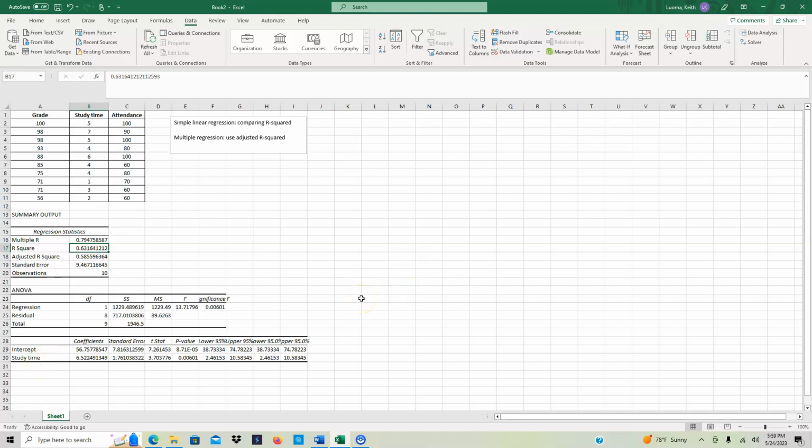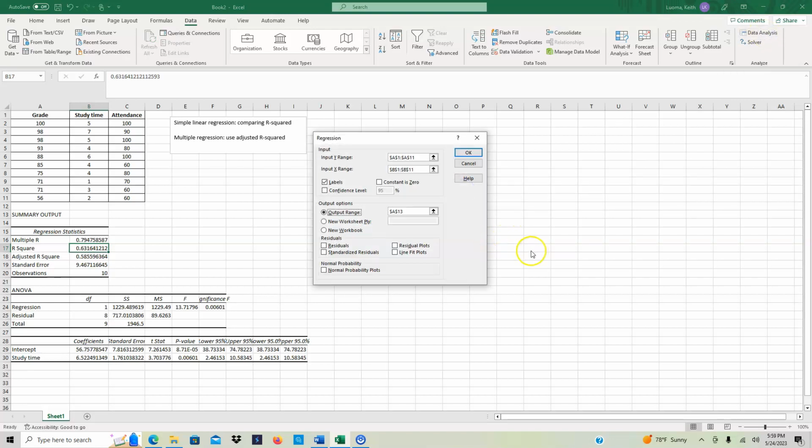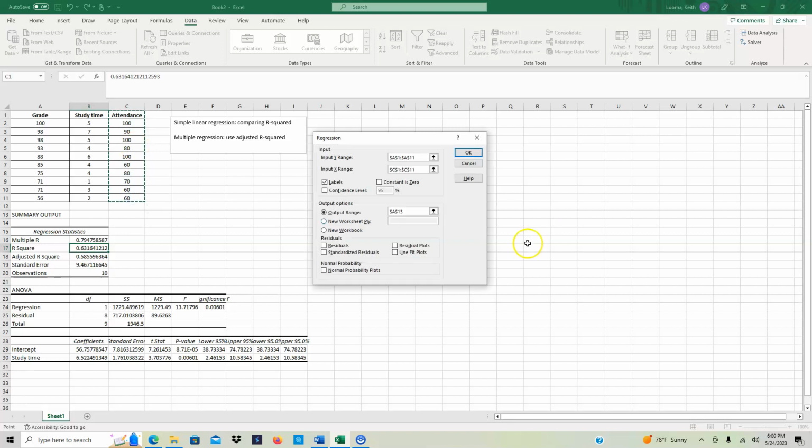But what I'd like to do, just while we're at it, it kind of begs the question, why don't we try to use attendance instead to predict grade? If we get a larger value of R squared, then that would suggest that attendance was a superior predictor of grade. So again, I will go to data analysis, I'm on regression, and the only thing I'll have to change will be my input X range. Again, X is doing the prediction. That would be, in this case, attendance.